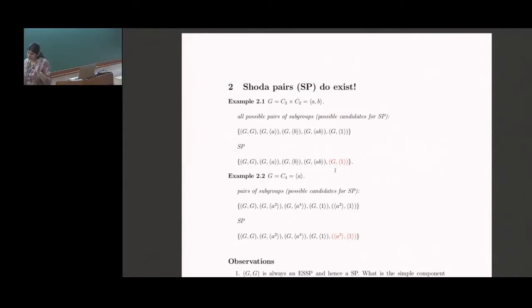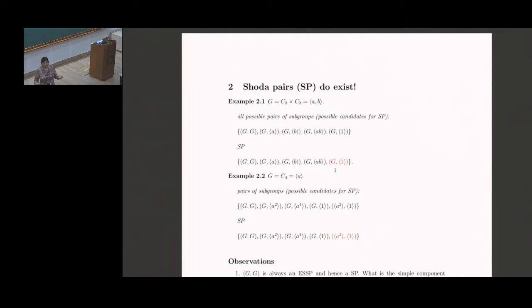So Shoda pairs do exist. This is the first preliminary thing we would like to check, because as was mentioned earlier, that if this happens, then this happens. What about if, right? So the existence question. One Shoda pair I've already told you: the group itself, G comma G, the group paired with itself. That's always a Shoda pair. Fine. So just begin with some small groups, C2 cross C2.